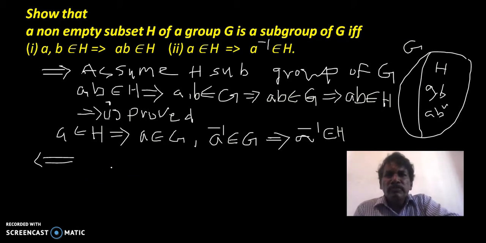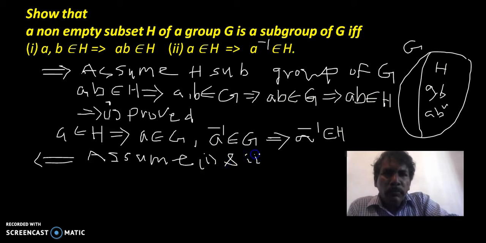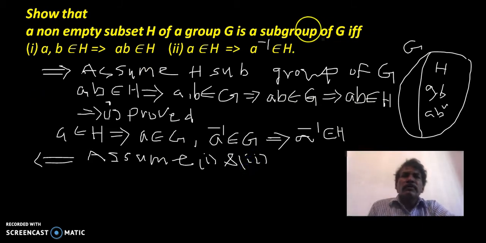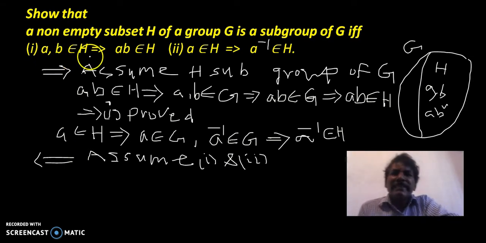Now, we have to assume the first and second conditions. Then we have to prove that H is a subgroup of G. Okay, so let us prove that. If A belongs to H, B belongs to H, implies AB belongs to H. So that's what's true there.